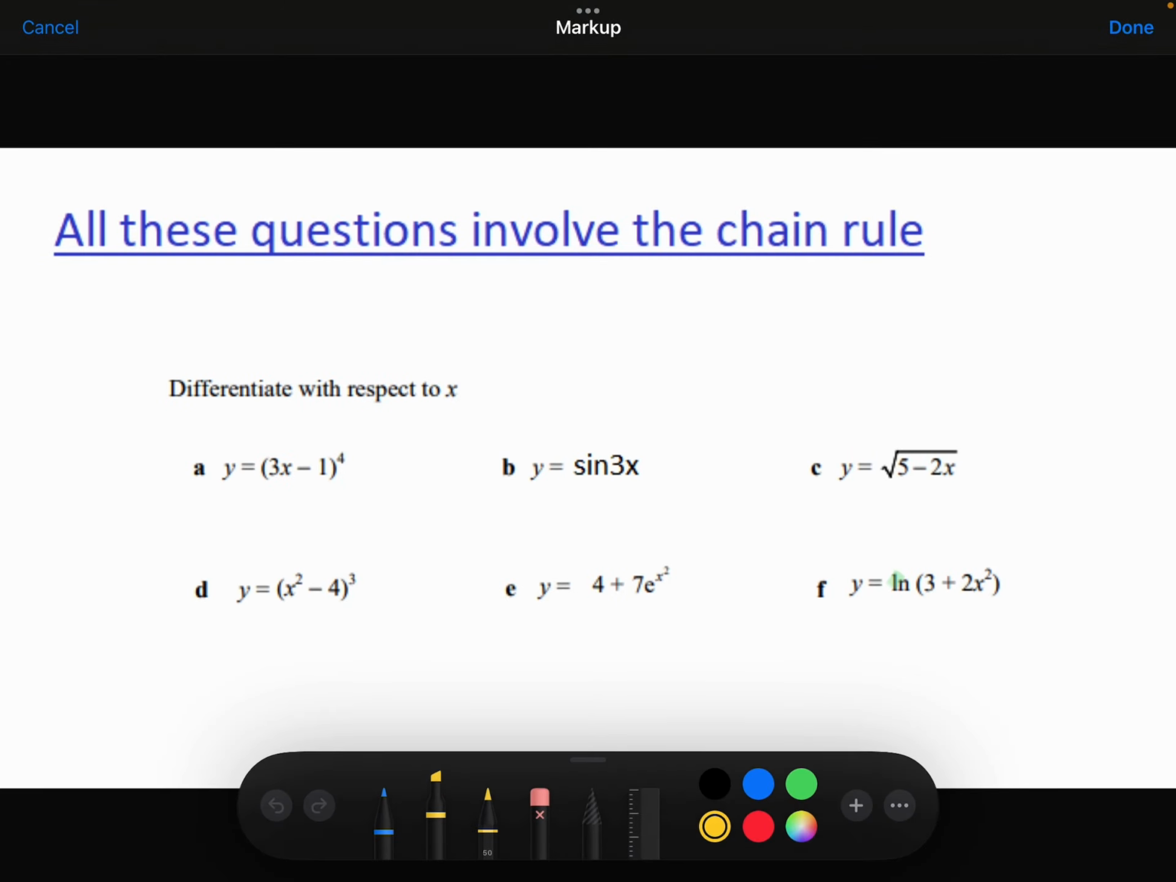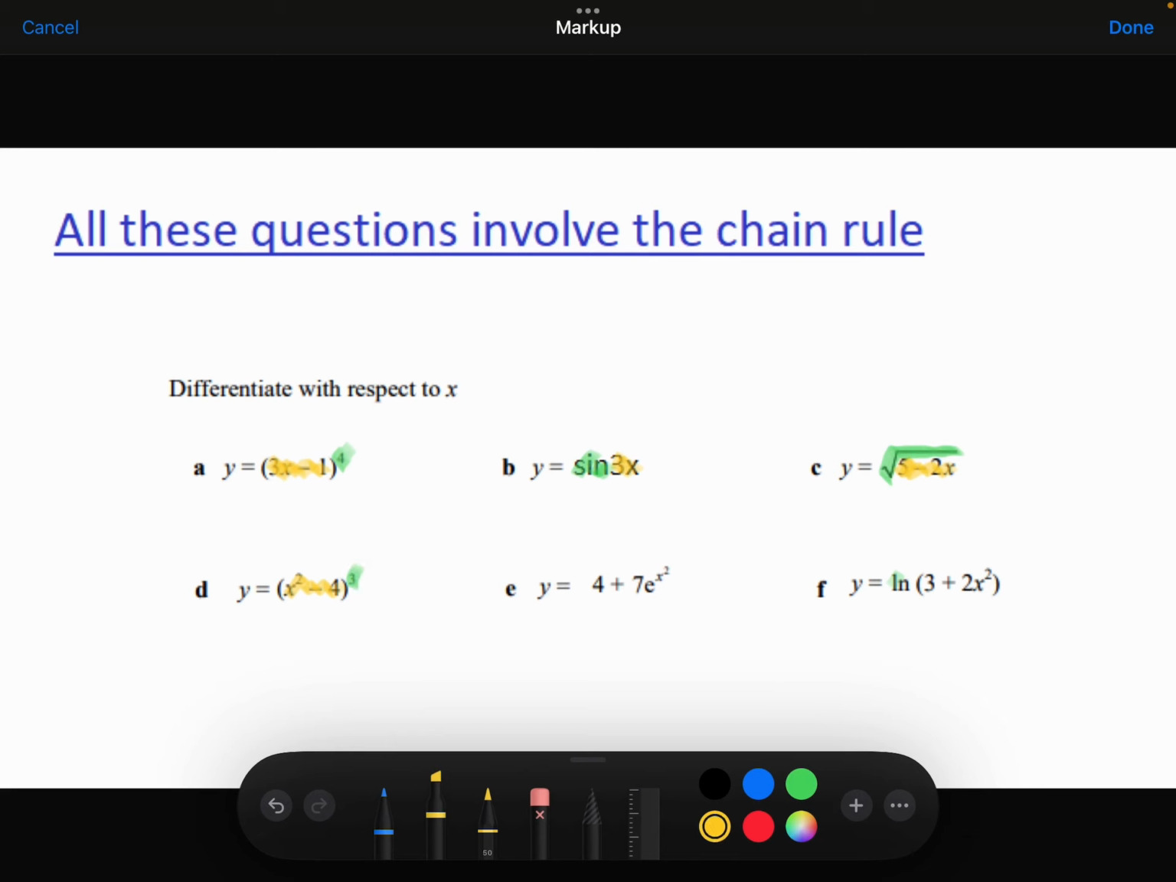In all of these situations here, we would need to use the chain rule. In the first situation, I've got the 3x minus 1 inside the power 4 function. B, we've got the 3x inside the sine function. C, we've got the 5 minus 2x inside the square root function. D, we've got the x squared minus 4 inside the cubed function.